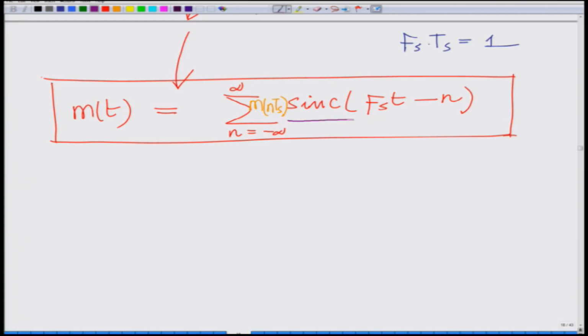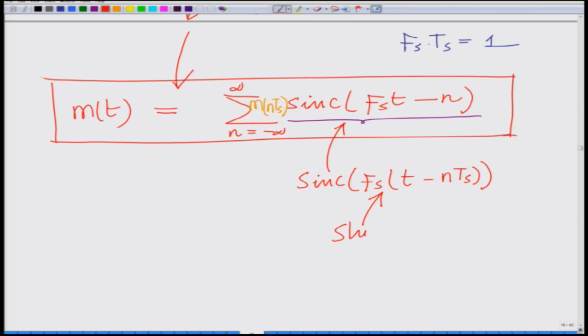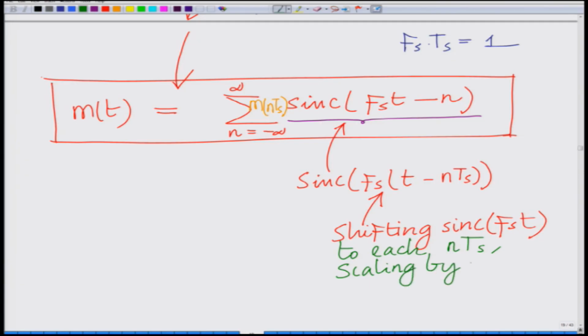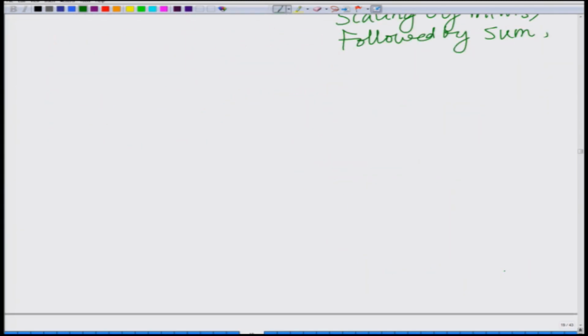So, anyway, what we are doing is basically we are taking each sinc of Fst, shifting it to each nTs, scaling by m of nTs, followed by the sum.